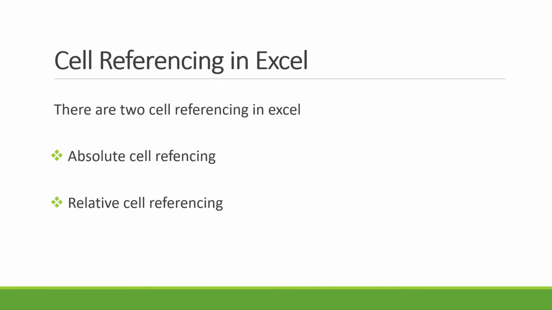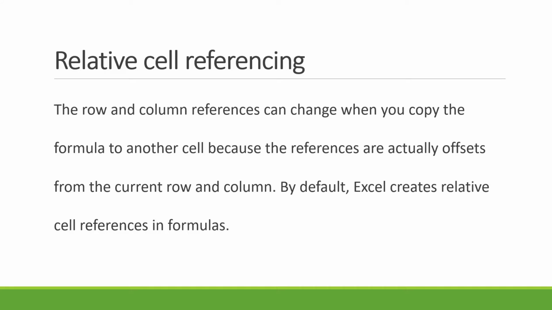So cell referencing. There are two cell referencing types in Excel. We have the absolute cell referencing and the relative cell referencing. So what is an absolute cell referencing? Alright, let's start with the relative cell referencing. In relative cell referencing, the row and column references can change when you copy the formula to another cell because the references are actually offset from the current row and column. By default, Excel creates relative cell referencing.